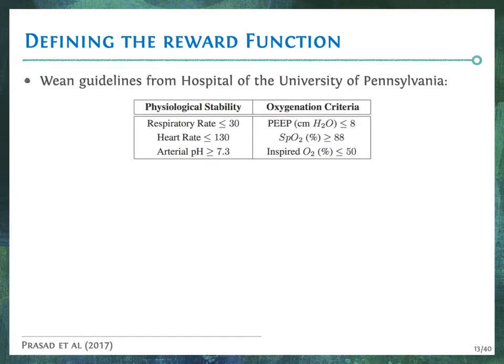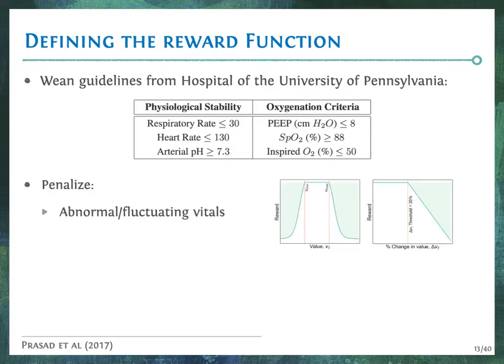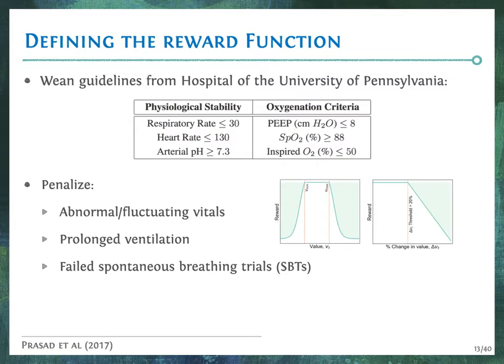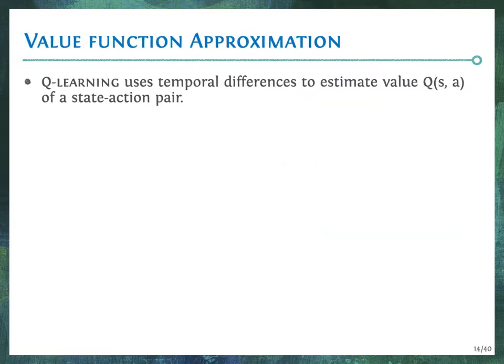Here, as a starting point, we draw from weaning guidelines established by the Hospital of the University of Pennsylvania, comprising a checklist on physiological stability and oxygenation criteria. Taken together with what we know from clinicians about undesirable wean outcomes, we design a reward function that penalizes abnormal or highly fluctuating vitals, prolonged ventilation, failed spontaneous breathing trials, or reintubation within the space of an ICU admission.